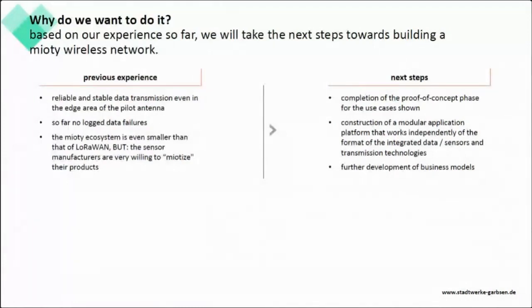Our experience with Mioty: we still trust in Mioty and believe that Mioty is a massive IoT technology, and we experience Mioty as a reliable and stable data transmission technology. We still have no logged data failures, but I also have to admit that the Mioty ecosystem is even smaller than the LoRa one, but we noticed that the manufacturers are willing to Mioty-ize their products.